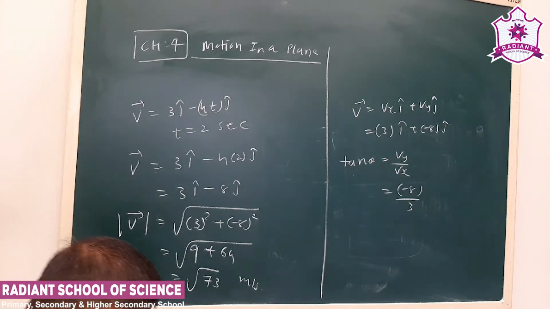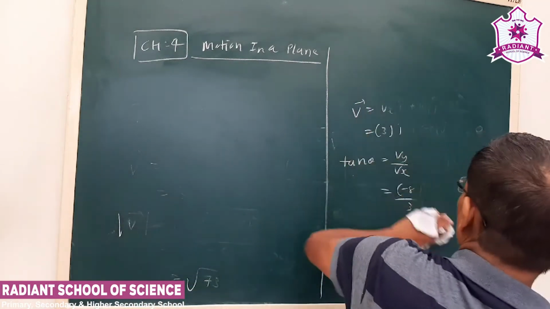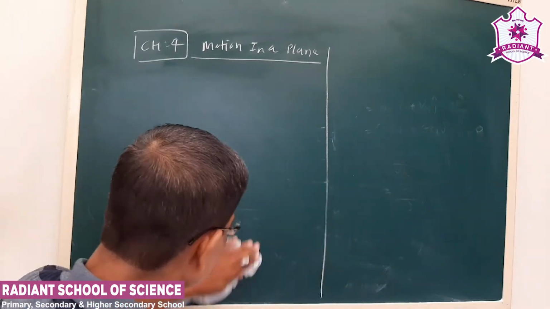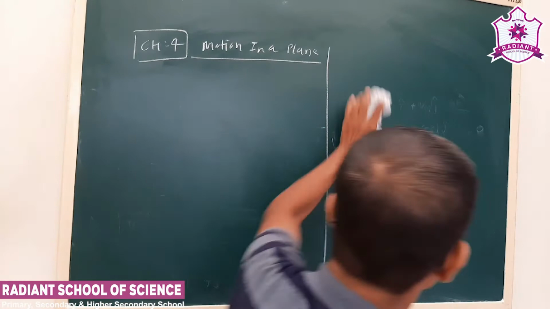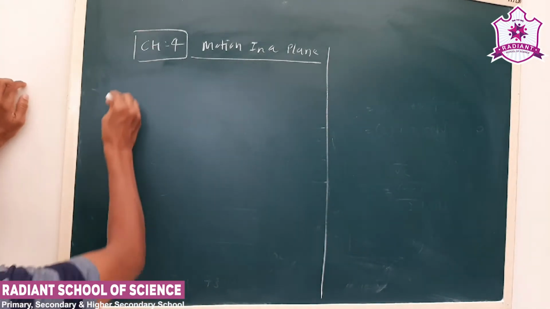Now next is exercise sum number 4.21. That is very important and can be asked in a 4-mark question. That is also related to motion in 2 dimensions. Now see the question.